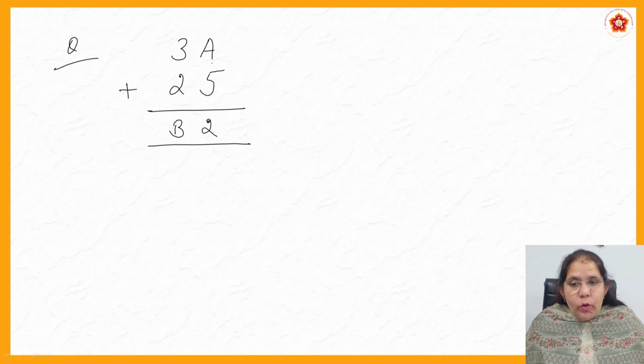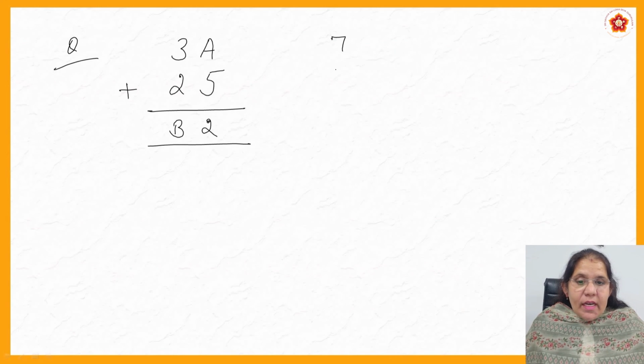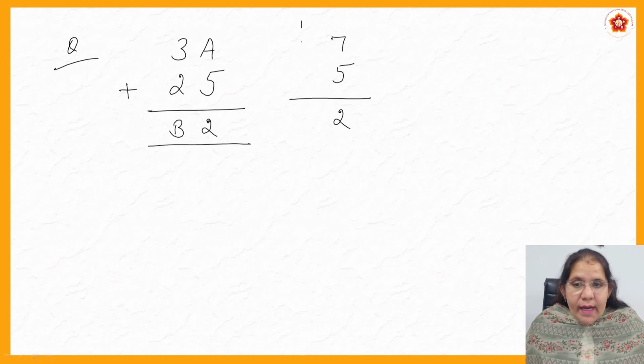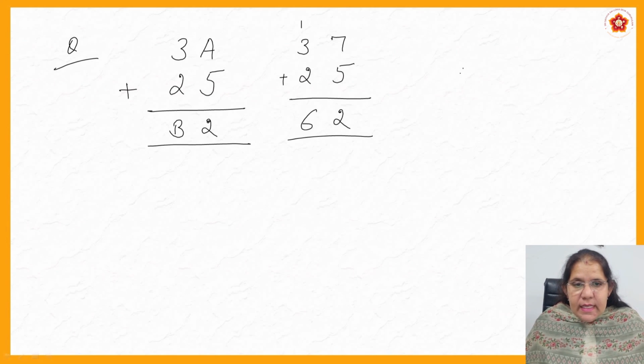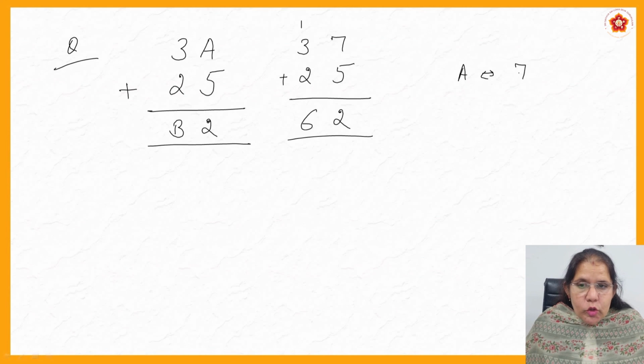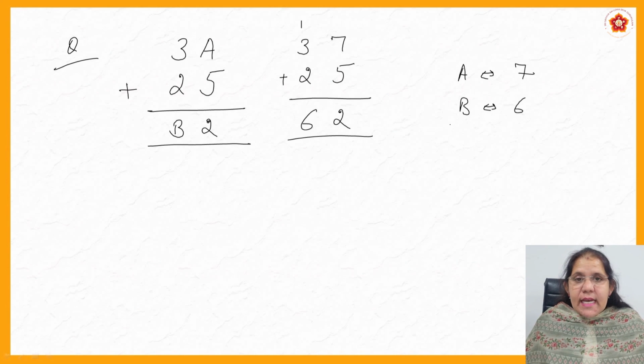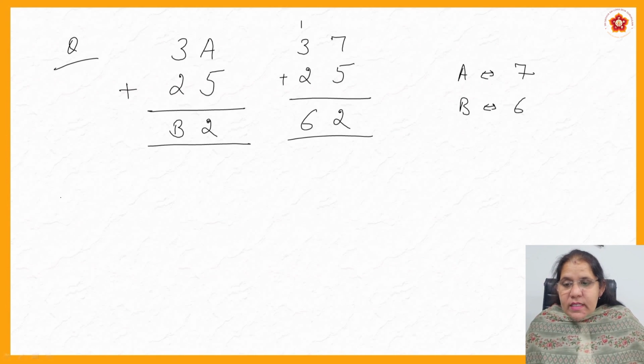Then what about 5 plus 5? 10. 0 comes here. No, we want 2 at the units place. What about 7 plus 5? 7 plus 5 is 12, 1 carry. So what will come here? 3 plus 2 is 5, 5 plus 1 is 6. So from here you can see that A corresponds to digit 7 and B corresponds to 6. Or we can say A is equal to 7 and B is equal to 6.